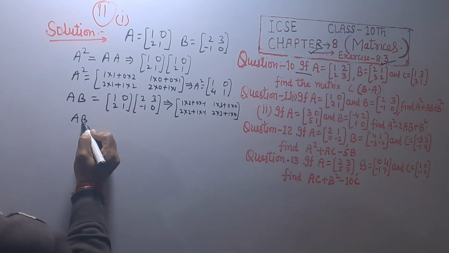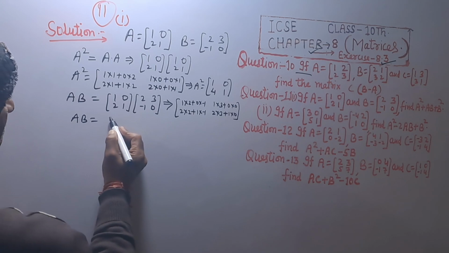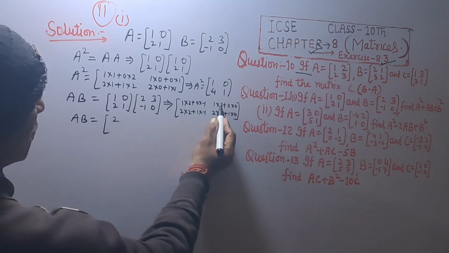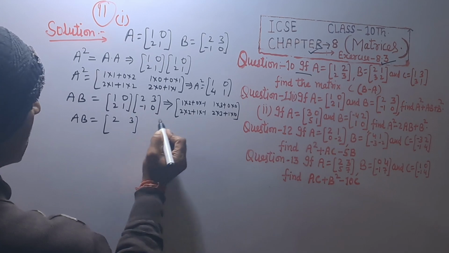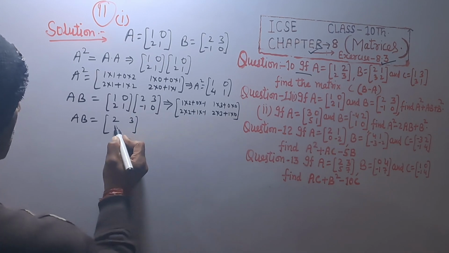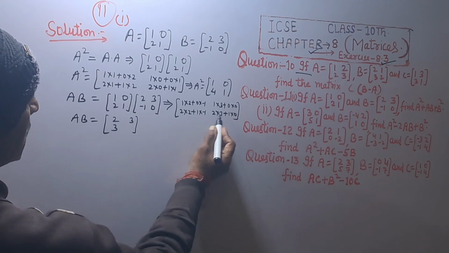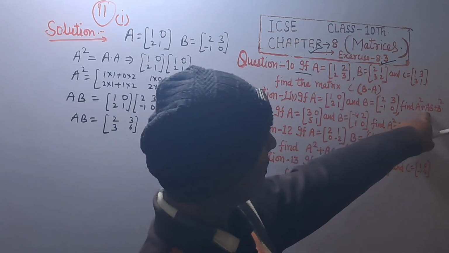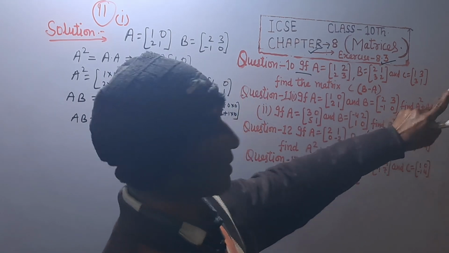And AB equal to [2, 3; 3, 6]. We find A square plus AB plus B square. First part.